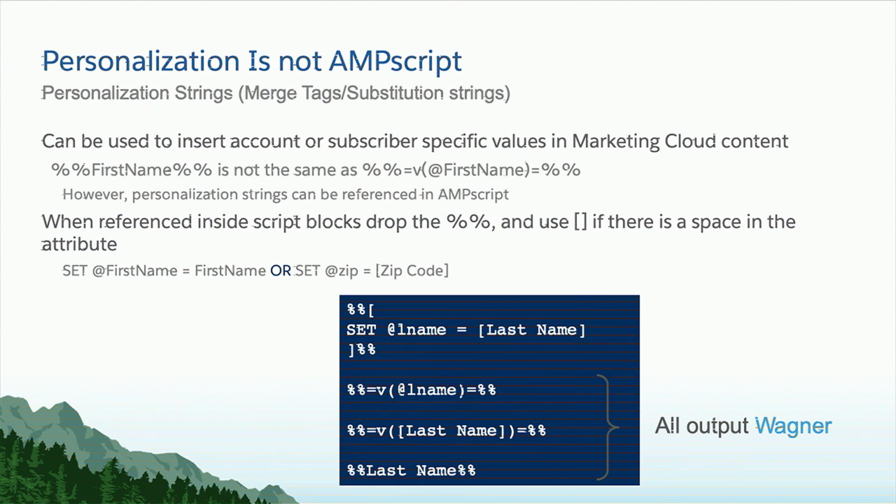In this case, it has a space, so we're putting those square brackets around it, because if you don't, it'll think that you're just looking for last, and it won't know what you're talking about, because last probably doesn't exist. Last name, however, does exist. So it's basically just a way of saying, this is one personalization string, ignore the spaces.